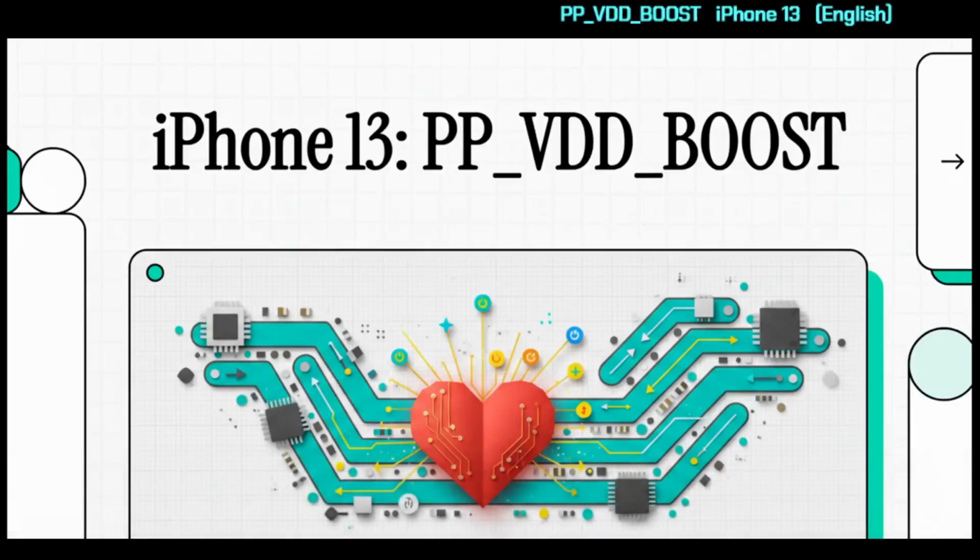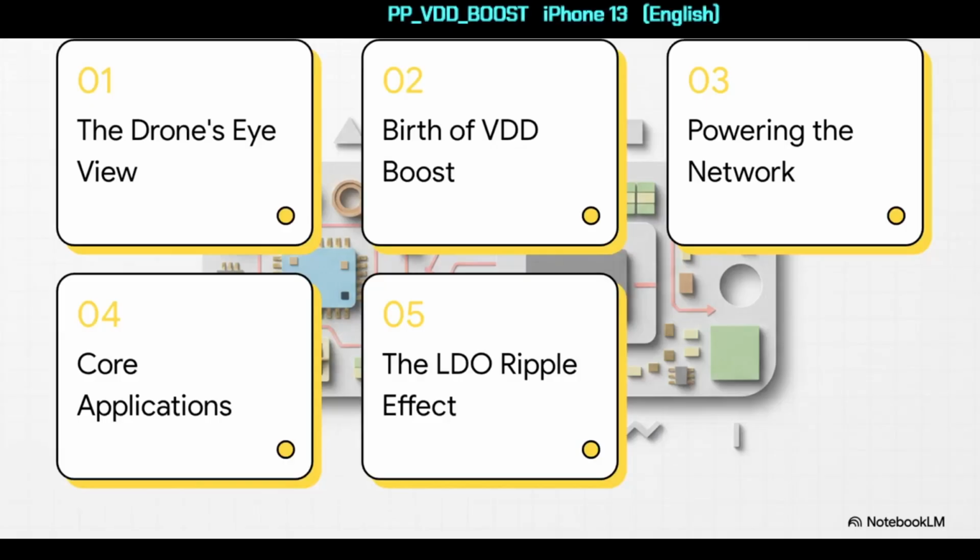Hey everyone! Today we're going to unlock one of the most vital and frankly coolest secrets of the iPhone 13 logic board in this explainer. We're demystifying the incredibly critical PP_VDD_BOOST power line. So if you've ever wondered what literally keeps the heart of an iPhone beating, well, you're in exactly the right place. Okay, let's dive into this.